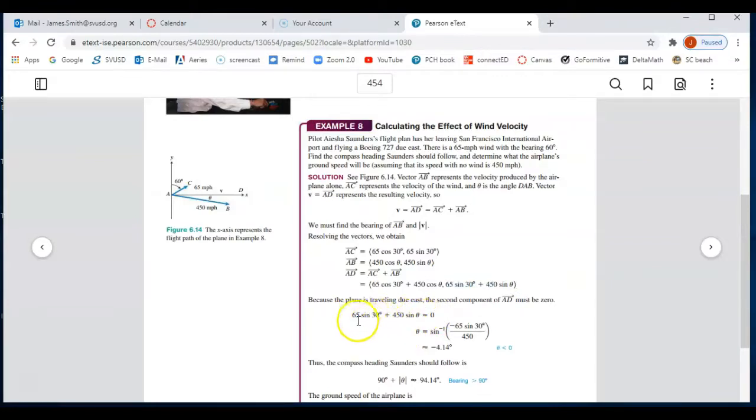And that was their setup that they then were just solving for theta. So you subtract this over to the other side, divide by 450. We do the inverse sine in order to come up with our angle. So that little theta that you see right there is at a negative 4.14 degrees.